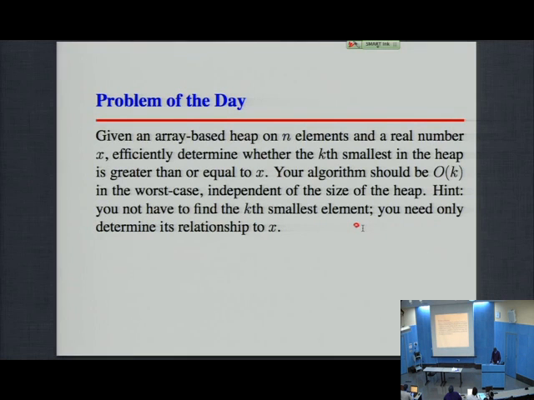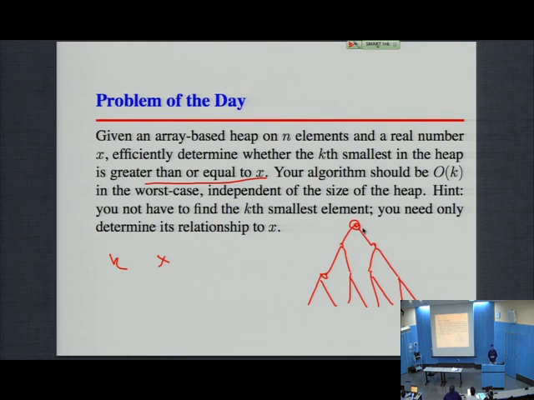So what he's saying, recursively, is search the tree in an intelligent way, knowing what k is and what x is. Suppose, let's say, the root of our tree. We are looking to find the kth smallest element in the heap and how it compares to x. If the root of my heap was greater than x, what's the answer here? Then the kth smallest has to be greater than or equal to x, because every element in the heap is greater.